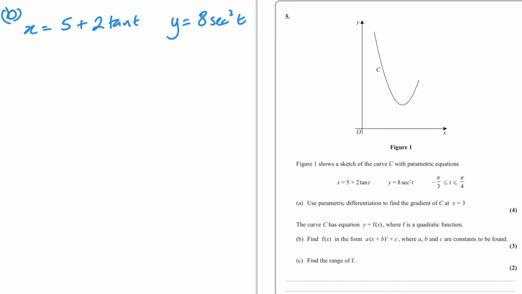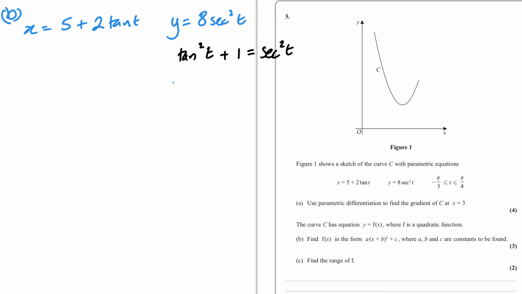Now, part B is about finding f of x. So we're actually finding y equals f of x. So that means I need to combine these two together. So what I want to do is I want to make this one here tan equals, and I know the sec squared I can change into a form with tan squared. So this is the equation.